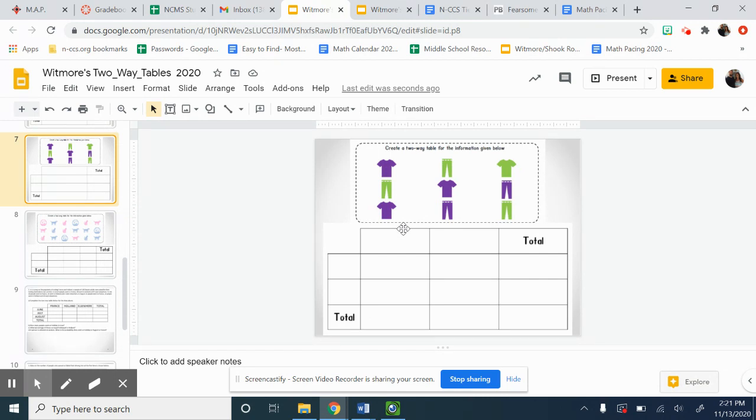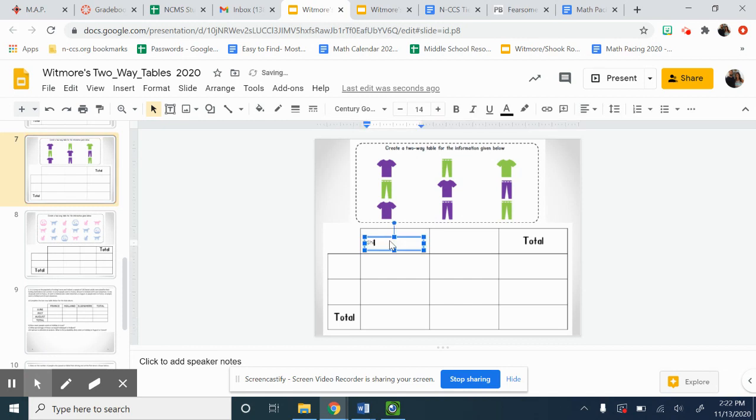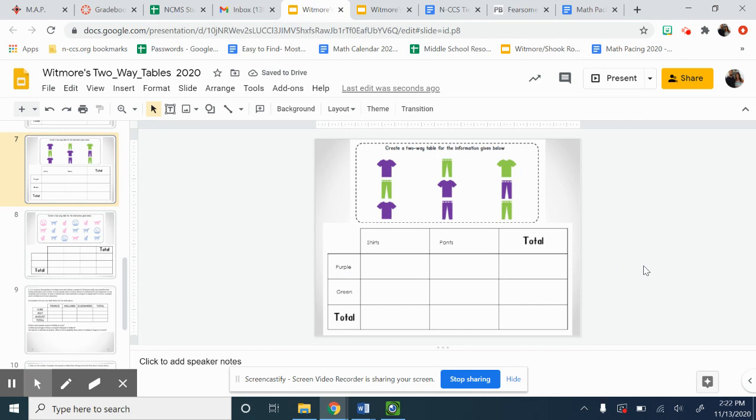So let's look at this one together. So we want a two-way table for shirts and pants that are purple and green. So I have shirts and I have pants, and I know they could be purple or they could be green. Now I'm not going to go through and fill out this table with you. I'm going to let you work through this table on your own.